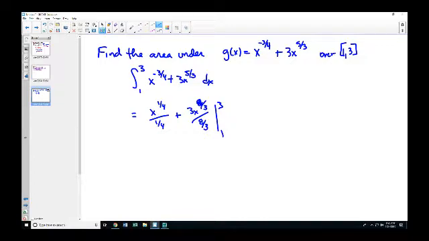Okay, we can rewrite these. So if you don't want to make this real messy with fractions on the bottom, you can invert and multiply, right? So 4x to the 1/4 and 9x to the 8/3 over 8. You can clean that up a little bit.